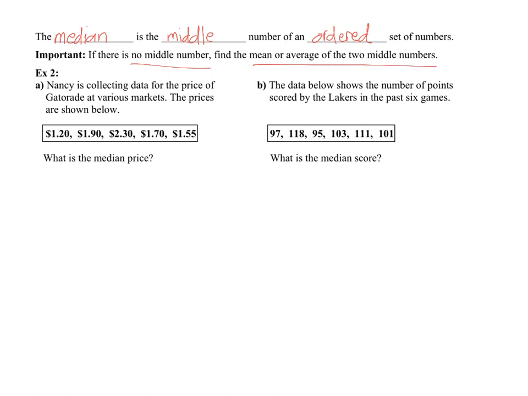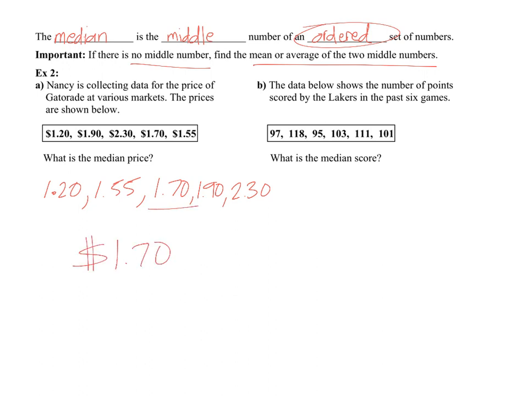So for example 2, Nancy is collecting data for the price of Gatorade at various markets. The prices are shown below. What is the median price? First thing you have to do is order the set of numbers. The lowest is 120, then 155, then 170, then 190, and then 230. What's the middle number? 170. That's the median. Done.